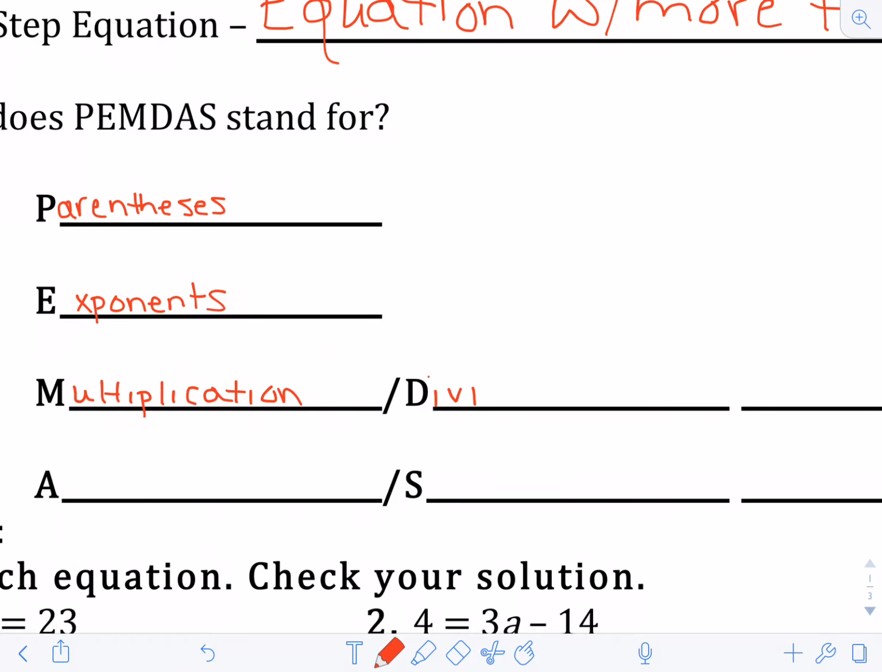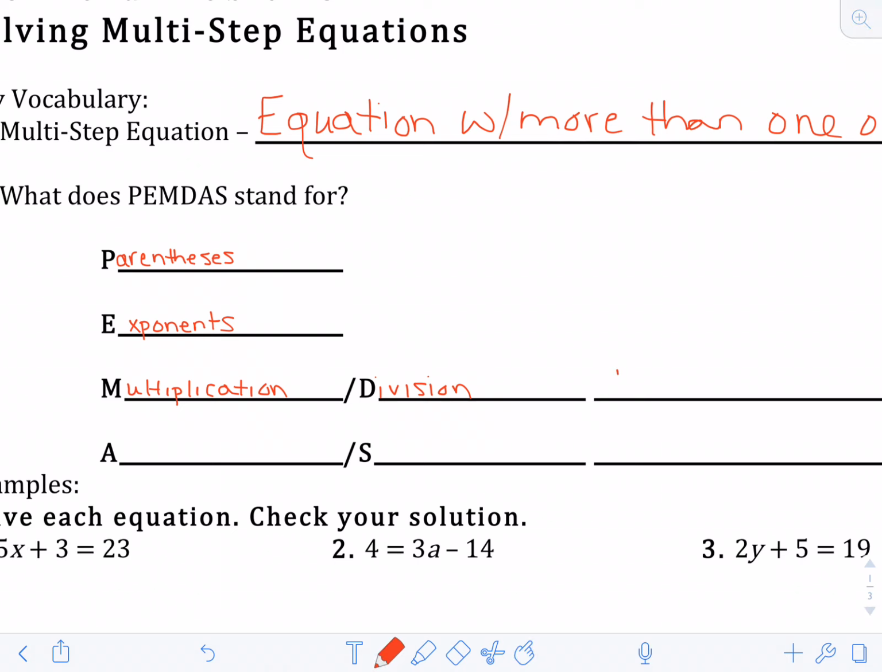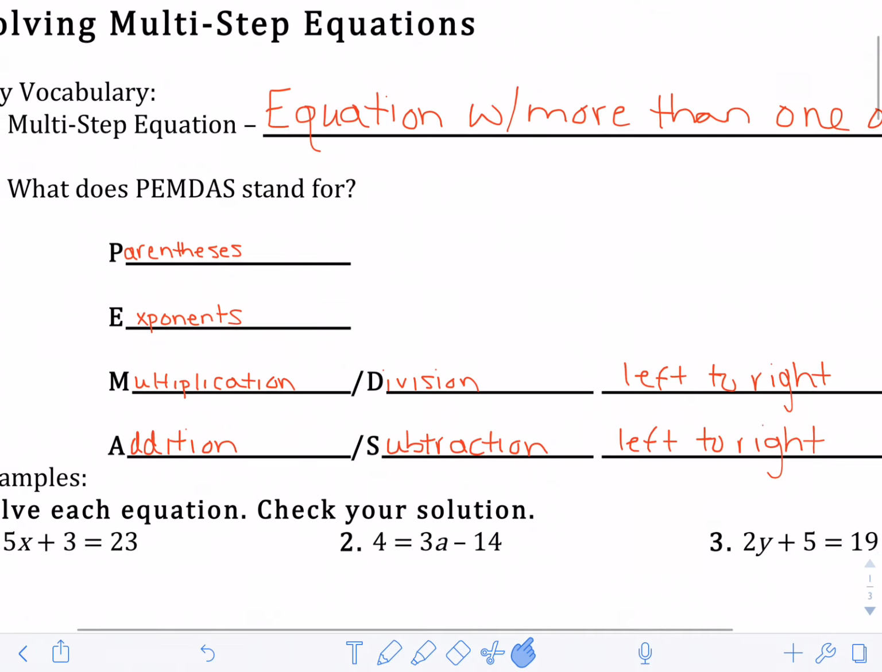D is for division. They're side by side because whenever you get to this step, you always want to go left to right. Whatever comes first, going left to right, is what you do. The last two, A and S, stand for addition and subtraction, again going left to right. You can always pause this or rewind it if I go too fast.